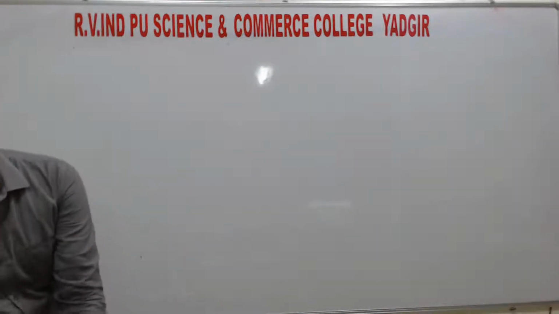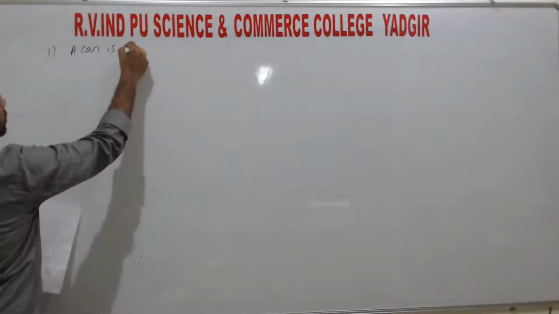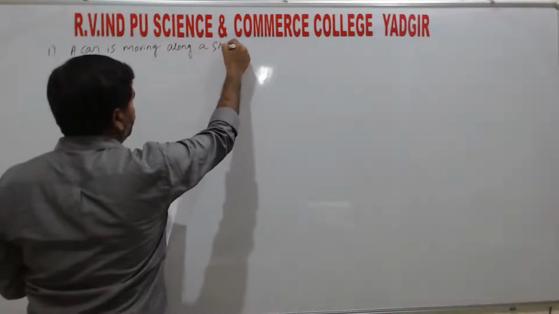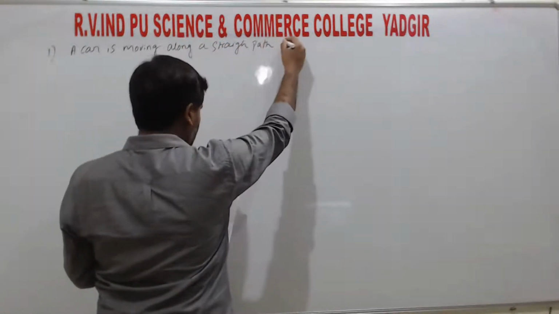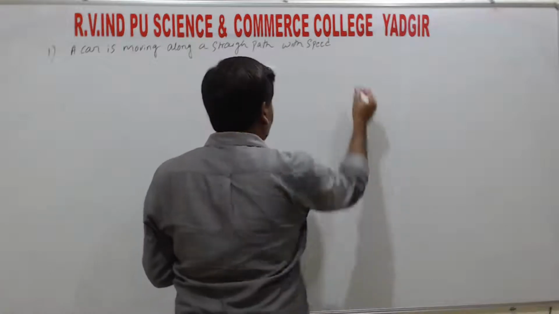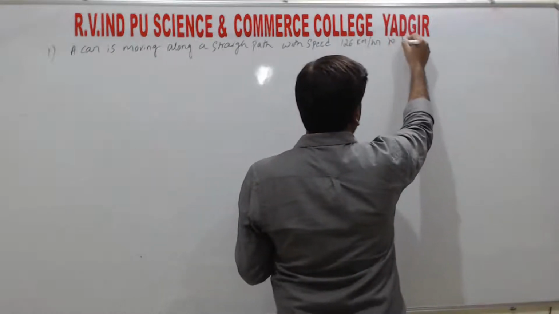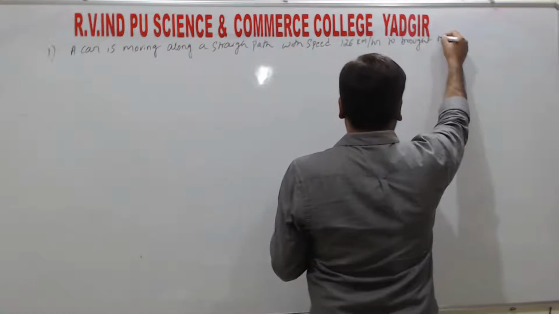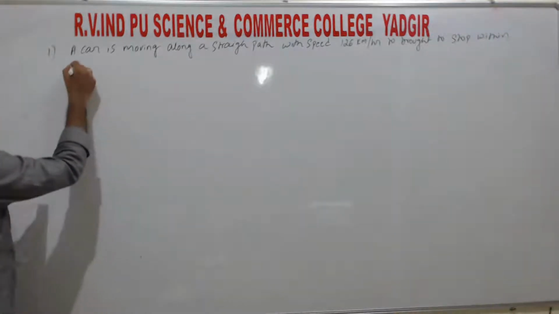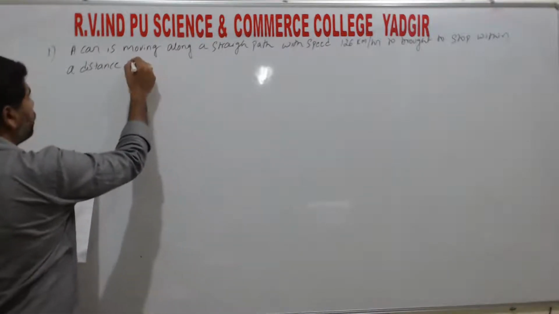Right, take down the first problem. A car is moving along a straight line, or along a straight path, with speed 126 kilometer per hour, and is brought to stop within a distance of 200 meter.